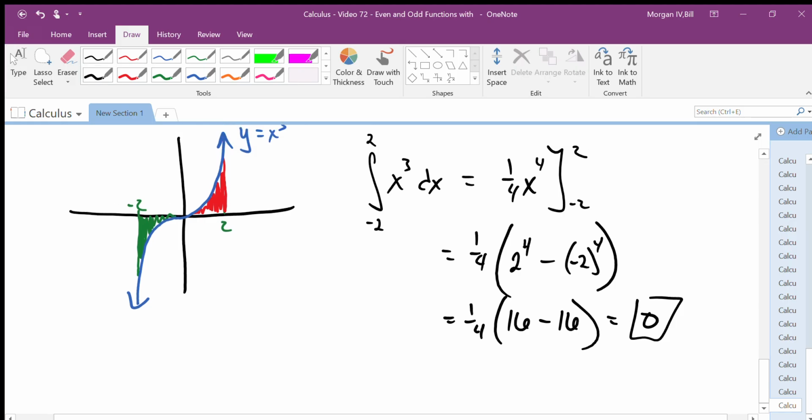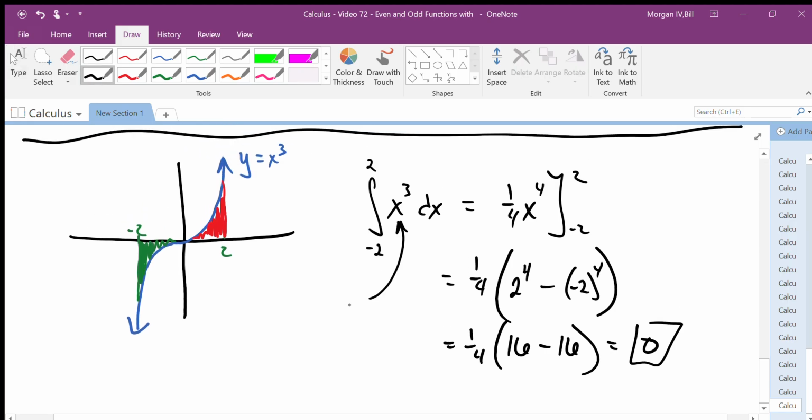But if we recognize that this is an odd function, x cubed, and the bounds go from negative 2 to 2, or any sort of negative a to a, we can just automatically put an answer of 0. And just say, hey, this is an odd function on negative a to a, therefore the answer is 0. There's 0 area under the curve. And that can be a huge time saver because we don't have to do any of that work.